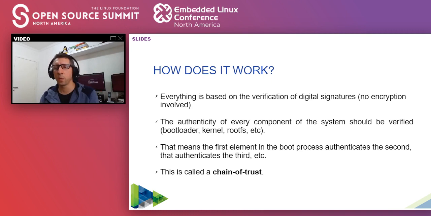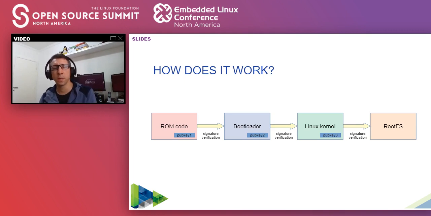Because we have one component of the system checking the other component, we call this the chain of trust. One component trusts the other component. This is a general example. We have the root file system that is signed, and the kernel will have a public key. Here we're talking about an asymmetric public key algorithm. The image is signed with a private key, and on the device you have a public key to check the signature. So you don't need to worry about protecting the keys here. The keys are public, so there's no problem with keys.